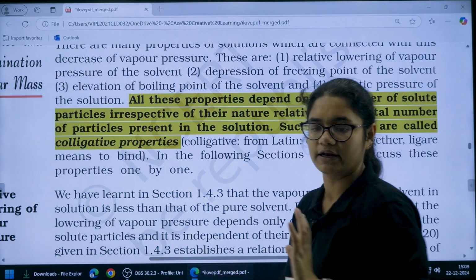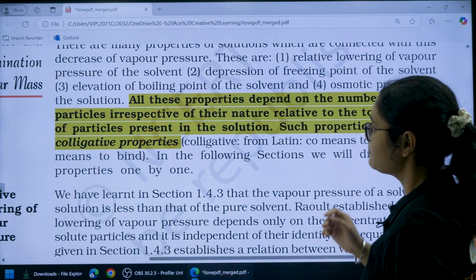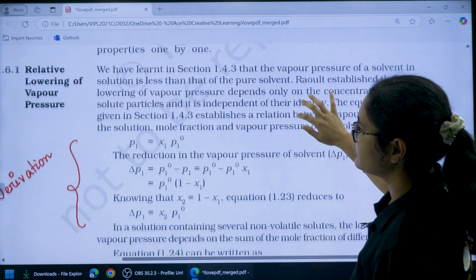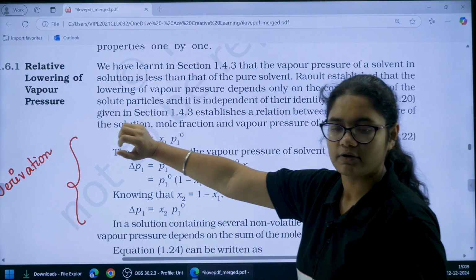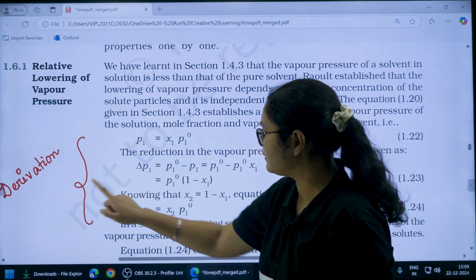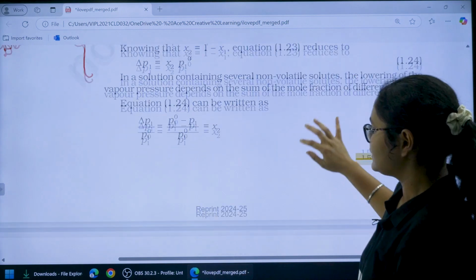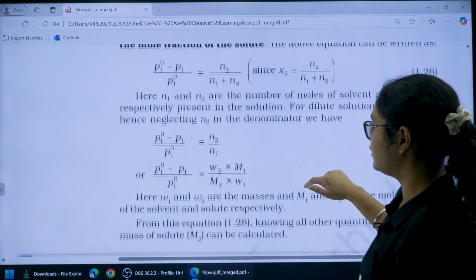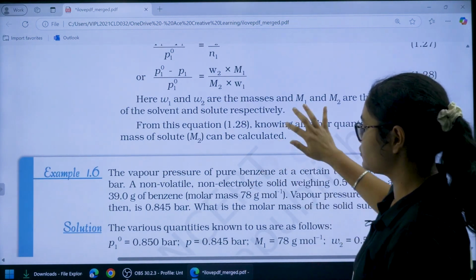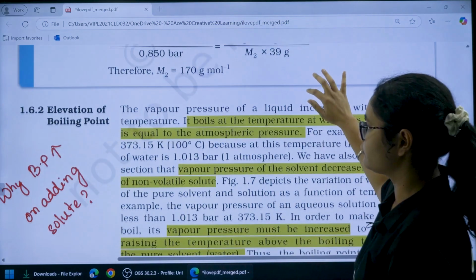The definition of colligative property you should know. Next, coming to the first colligative property, the relative lowering of vapor pressure. You should be able to do this derivation, so prepare this derivation. Next we have this question you can solve. All the numericals you can solve from there.